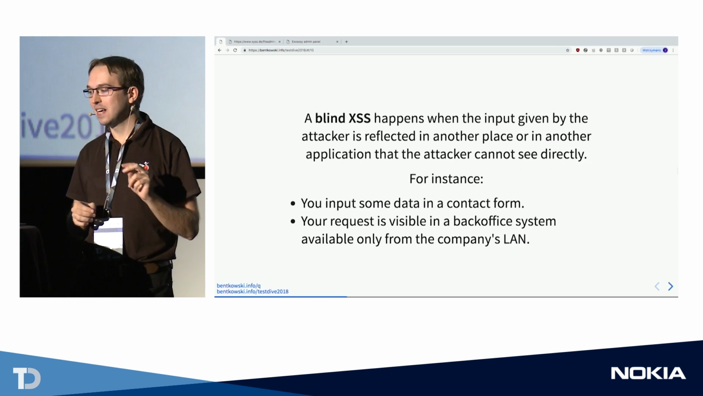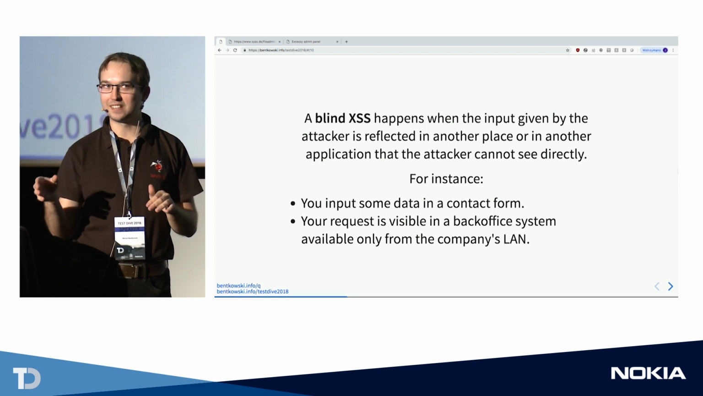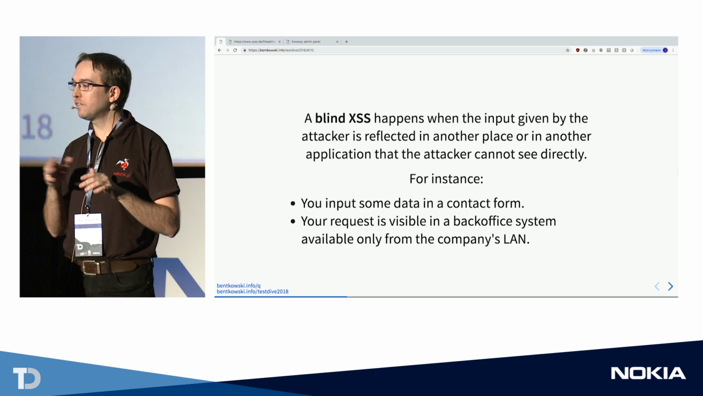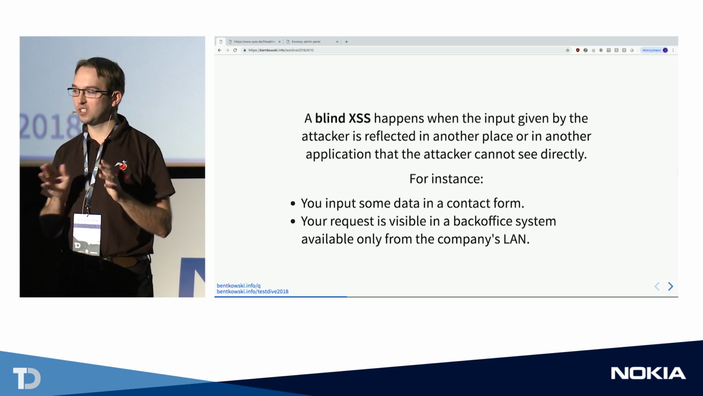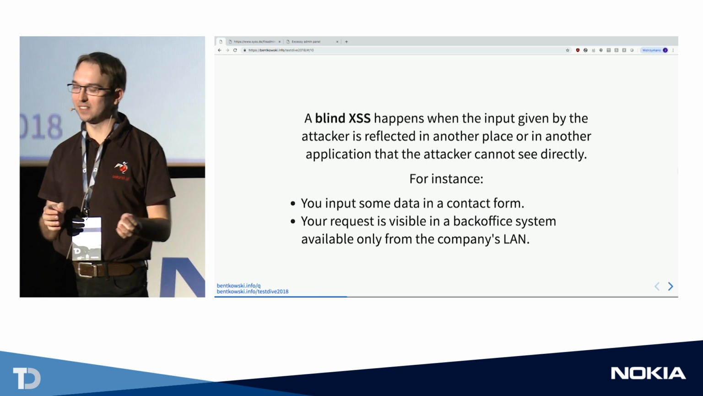Blind XSS happens when the input given by the attacker is reflected in another place of the application that the attacker cannot see. Or it can even be another application whatsoever, so the attacker cannot see where the input is reflected.